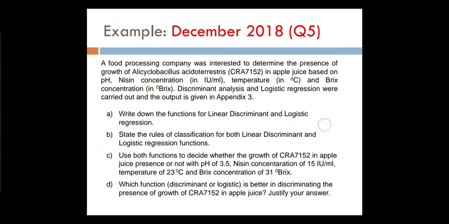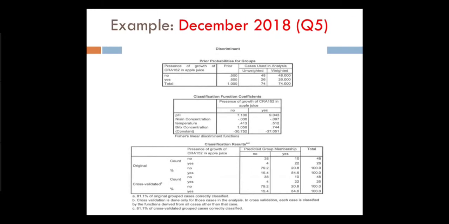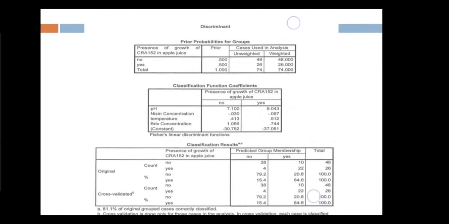So dia kata kat sini, discriminant analysis and logistic regression were carried out. Okay, kedua-dua kita boleh guna discriminant dan juga logistic. We can use for this data. Okay, sebab kita ada Y adalah binary and all the X adalah continuous scale. So kita boleh buat analisis discriminant dan juga logistic regression. Okay, so dia kata the output is given in appendix.